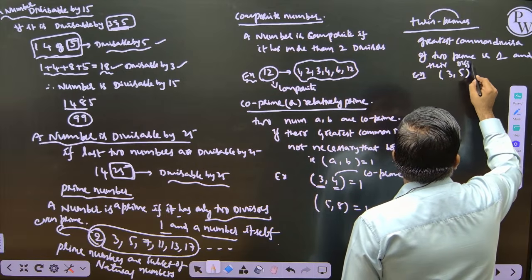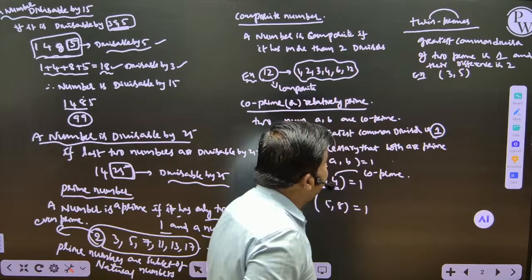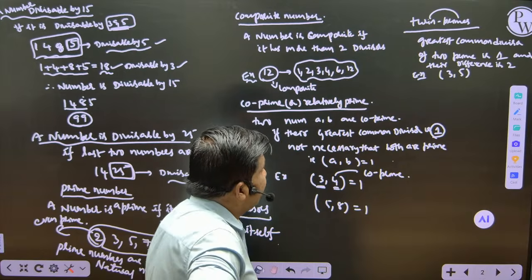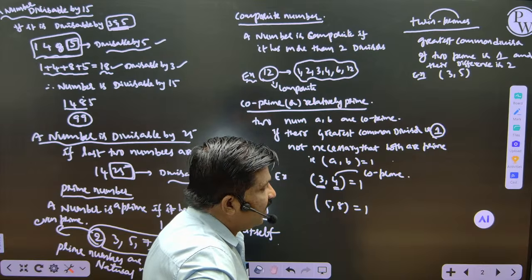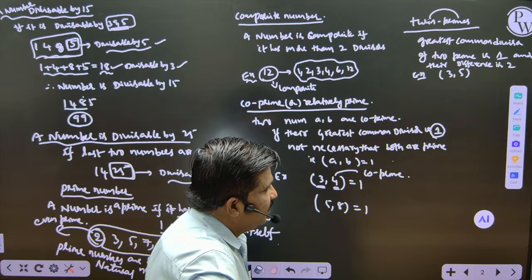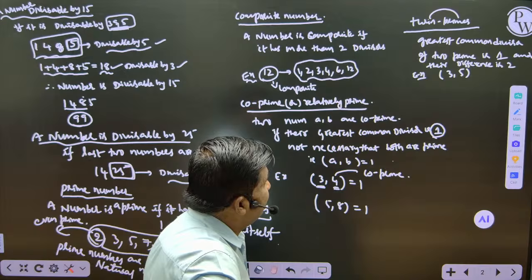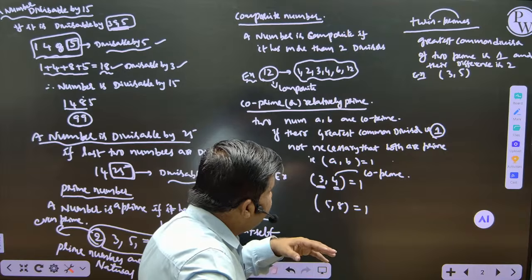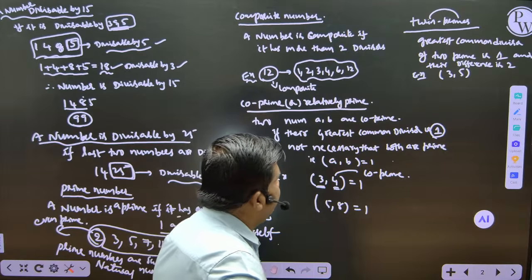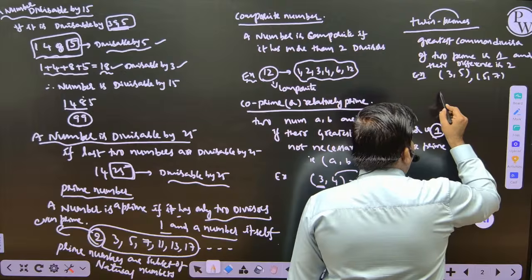is 2. Twin primes means the greatest common divisor of two primes is 1, and the difference should be 2. 3, 7 is not a twin prime. 3 is a prime and 7 is also a prime, but the difference is not 2. For twin primes, the greatest common divisor of two primes is obviously 1, and the difference should be 2.